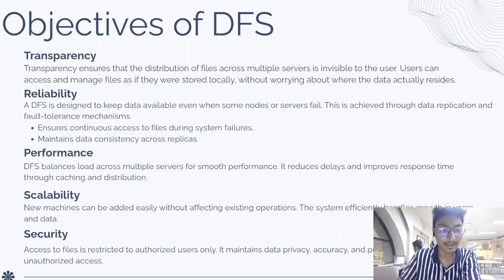New machines can be added easily without affecting existing operations. You just add more cheap normal computers to the network. The system sees the new storage and definitely starts using it. It scales out horizontally, which is much easier and cheaper.